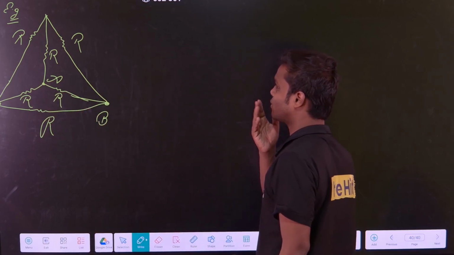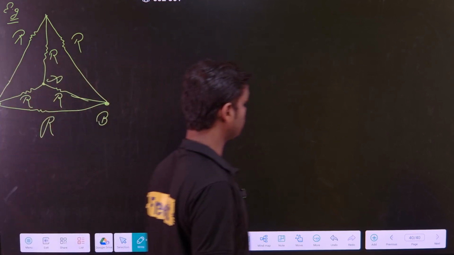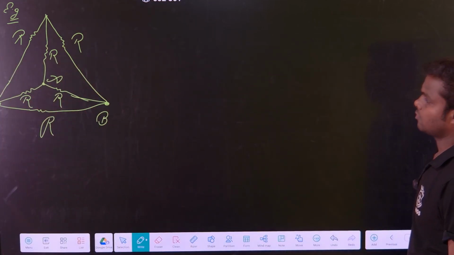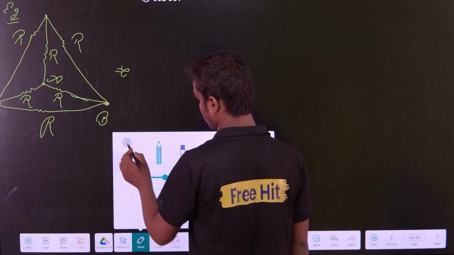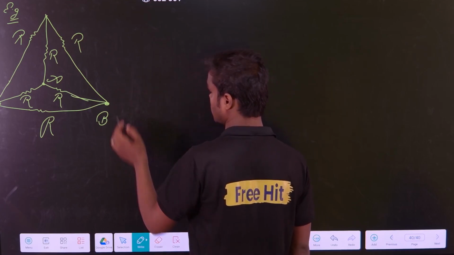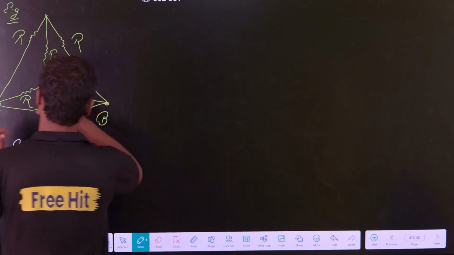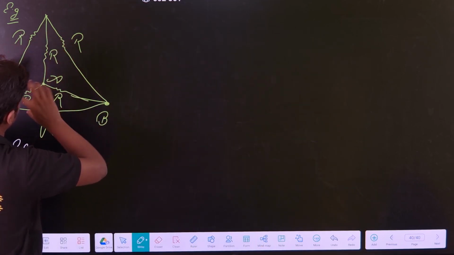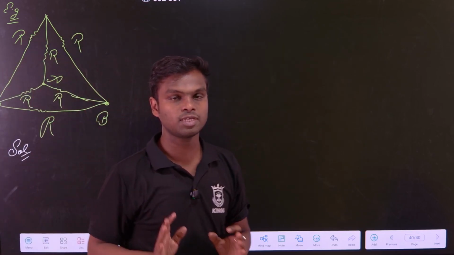How will you solve? Between these 2 points, how will you solve this question? See, if you try to analyze this question properly, what can you observe? You can observe that, just remove this part and try to see this thing. Here, how many resistances are there? First of all, 1, 2, 3, 4, 5. 5 resistances. This means there can be a possibility of a Wheatstone bridge.